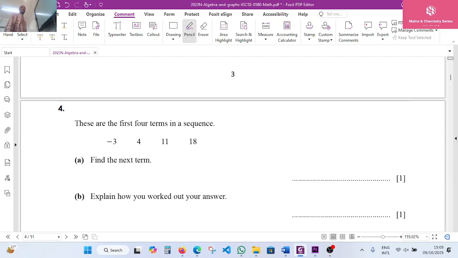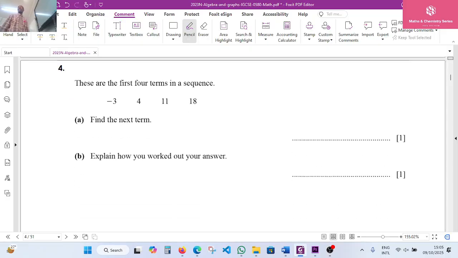Moving on, another with number 10, and this sequence is starting with -3, we move to 4, 11, 18. We're interested in finding the next term. Now, in order for us to pick the next term, we look at the behavior of the differences. In other words, if I look at the difference between these two consecutive terms, 4 minus -3, it gives me positive 7. If I say 11 minus 4, it gives me 7 again.